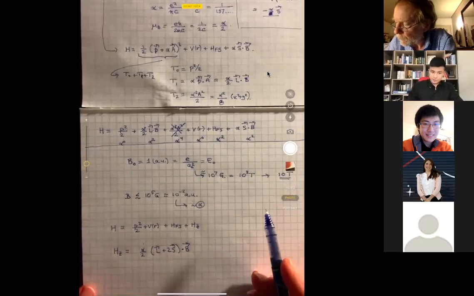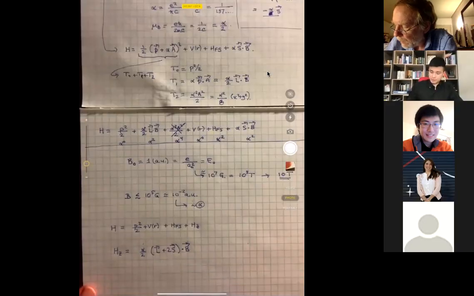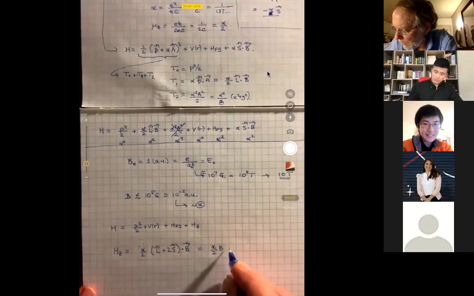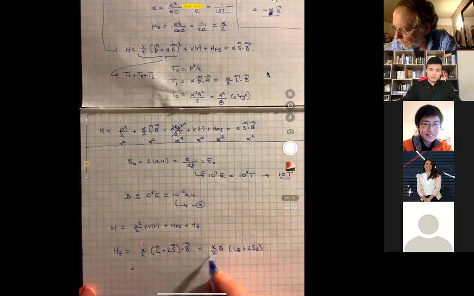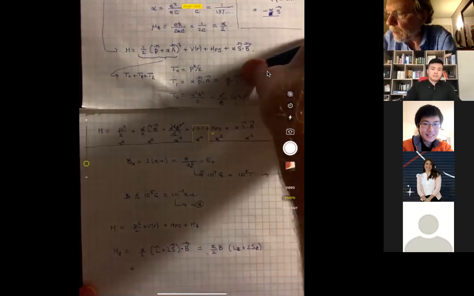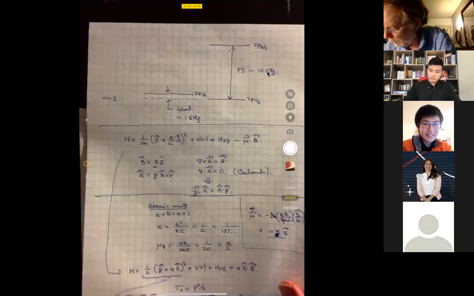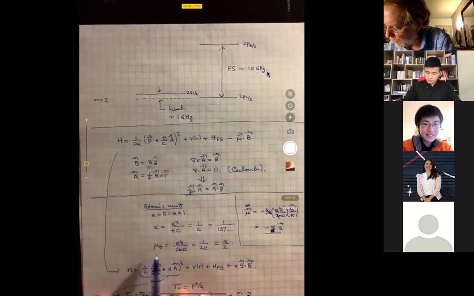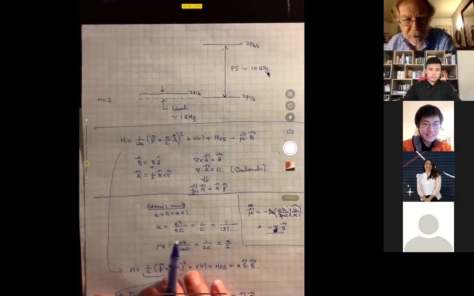All right. Now, this can be written in a variety of ways since B is equal to its magnitude times z hat. This is the same thing as alpha over 2 times B times L_z plus twice S_z. Or another way to write it, since alpha over 2 is the same as the Bohr magneton, I had that here somewhere. Here it is right here. Alpha mu_B is equal to alpha over 2. Hope you can see that.